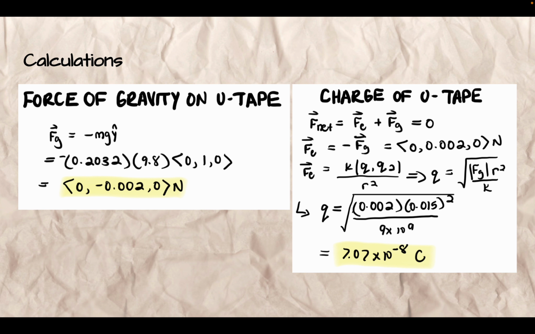To find the charge of the tape, we used the fact that the floating tape is in equilibrium, so the net force on the tape is 0. That means the electrical force due to the charged piece of the tape and the force of gravity equal each other. So working backwards and setting the electric force equal to the force of gravity, we can solve for the charge of the tape, and we get 7.07 times 10 to the negative 8 coulombs.